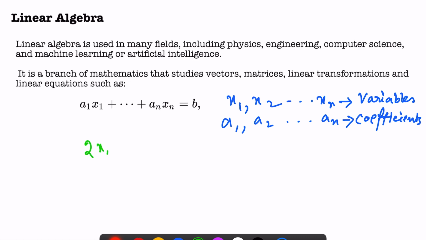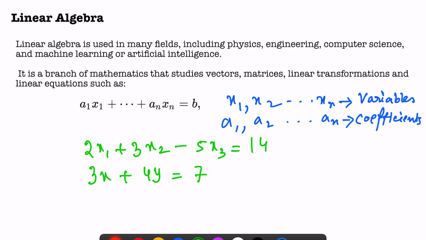Let's say 2x1 plus 3x2 minus 5x3 equals 14. This is one linear equation. Also 3x plus 4y equals 7. This is also one linear equation. Here x and y are variables and 3 and 4 are coefficients.